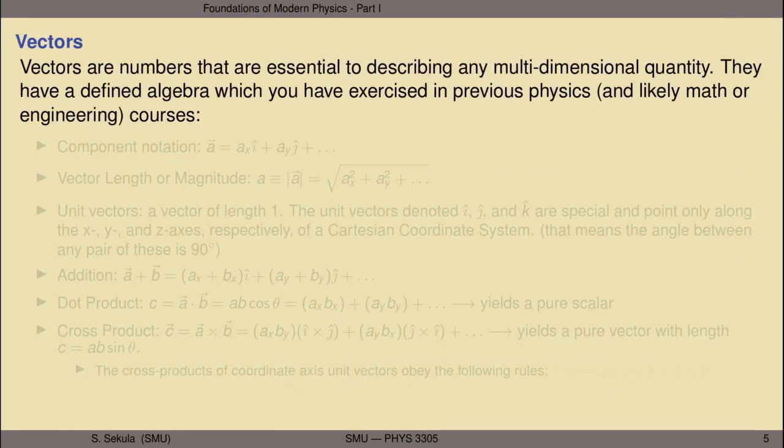One of the mathematical foundations of describing nature in physics is a kind of number known as a vector. These are essential to describing any multidimensional quantity, and they have a well-defined algebra which you should have exercised in previous physics courses. You probably have also exercised these in a dedicated math or engineering or both course.